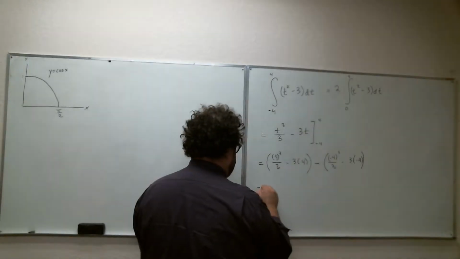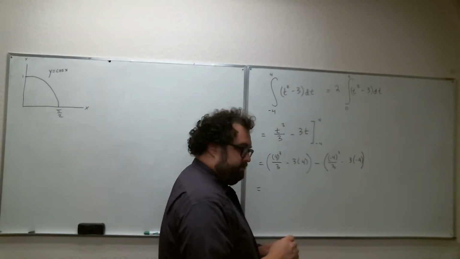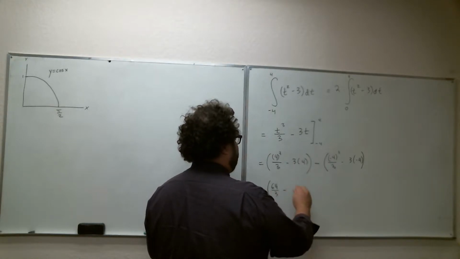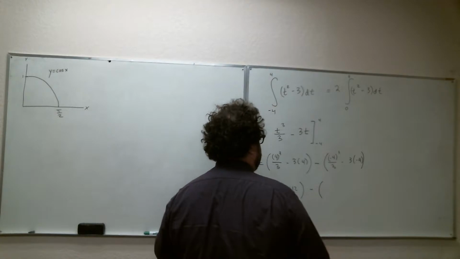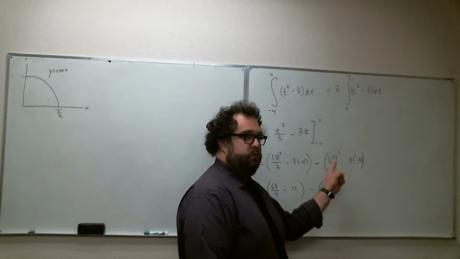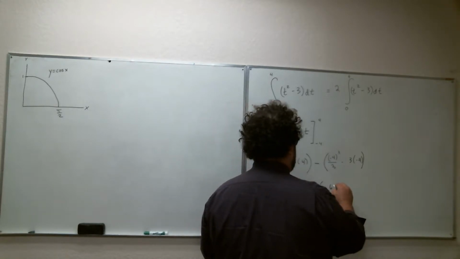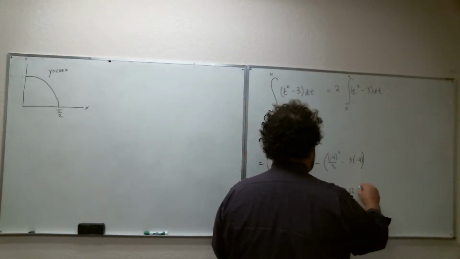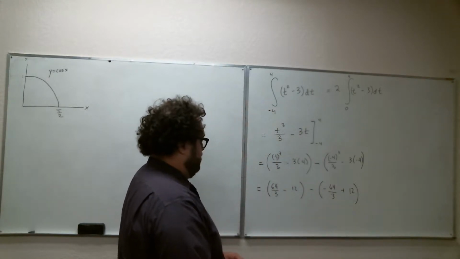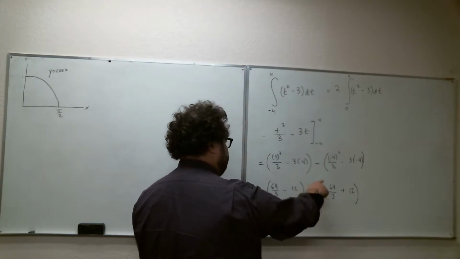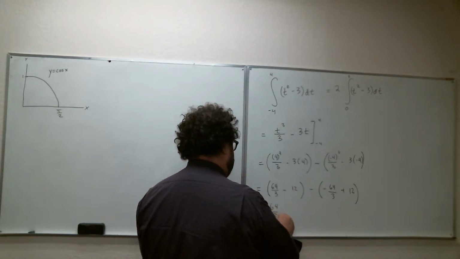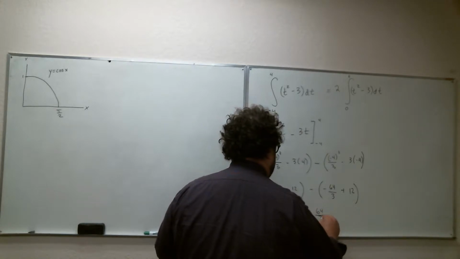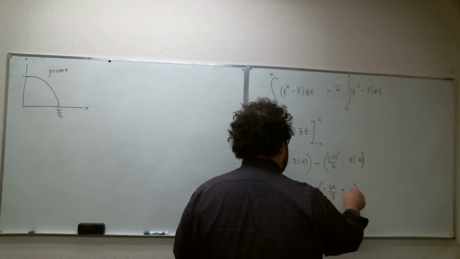Alright, equals, let's see, 4 cubed, 4 times 4 times 4, that's 64. So 64 over 3 minus 12 minus, don't lose track of your parentheses, -4 cubed, that is -64 over 3. Minus -12, so that would be plus 12. Okay, now let's see here. Let's distribute this negative sign. So we'd have 64 over 3 minus 12 minus a negative, so plus 64 over 3 minus 12.